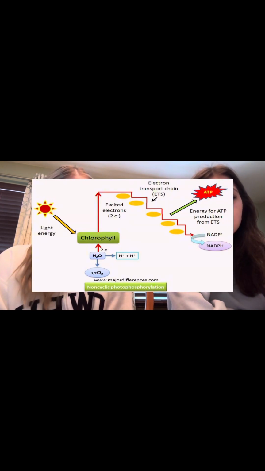The cyclic electron flow is the most uncommon of the 2 electron flows, and that is because it only uses photosystem 1, does not use photosystem 2, and it also does not produce oxygen or NADPH. It only produces additional ATP. The first step of cyclic electron flow is light absorption in photosystem 1. Light energy is absorbed by the chlorophyll in photosystem 1, and it excites the electrons to a higher energy level. The high-energy electrons are passed to a series of carriers in the electron transport chain.